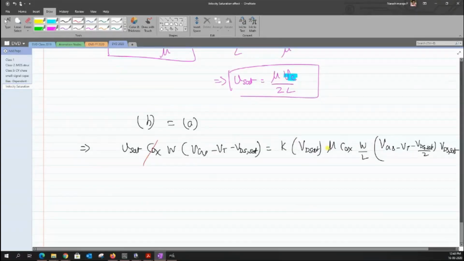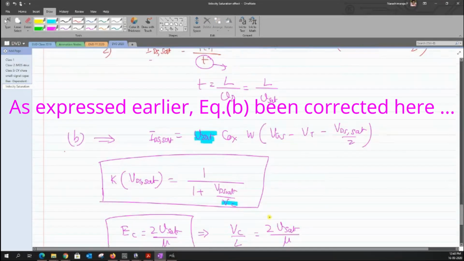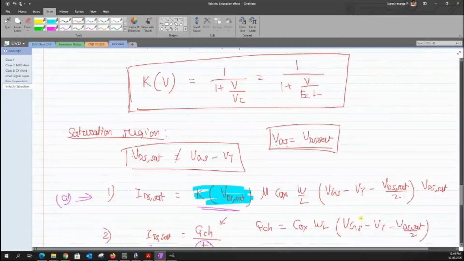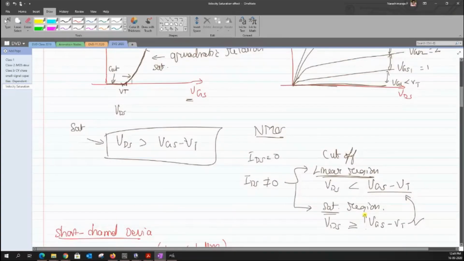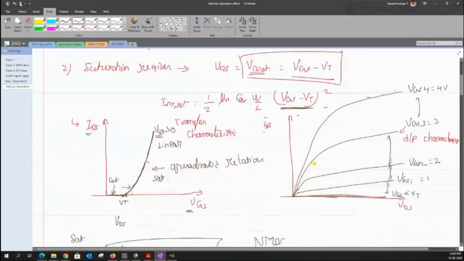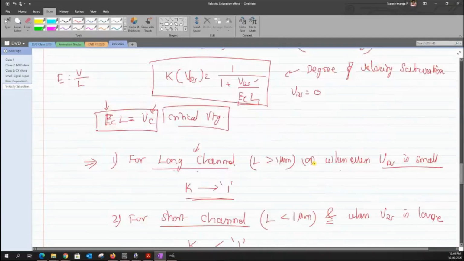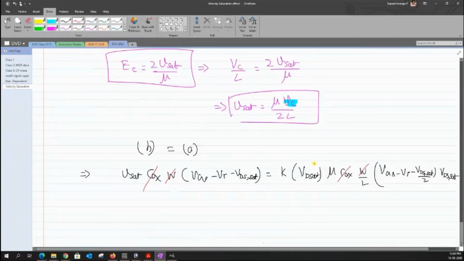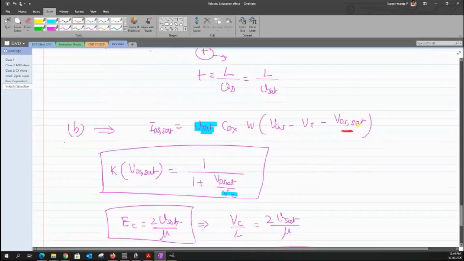Whichever terms are common, I can actually cancel them. I think there is something here. This is supposed to be equal to VGS minus VT minus VDS sat. This is something that I forgot to mention here. In the previous case, in the long channel structure, we were directly using this minus VDS by 2. But in the case of the saturation regime, the channel is tapered, so I'm using only VDS sat here. There is no half factor sitting here. Clear?